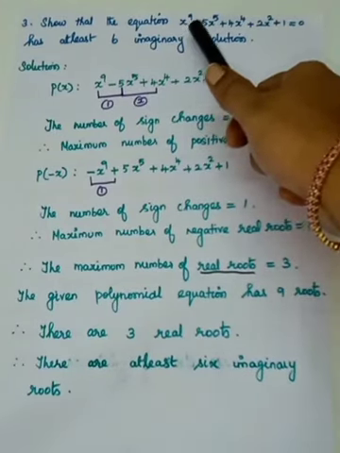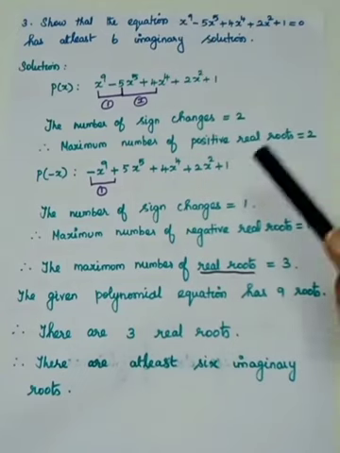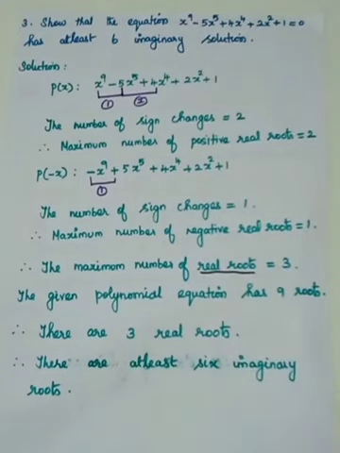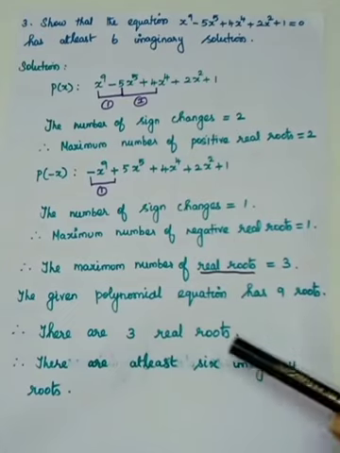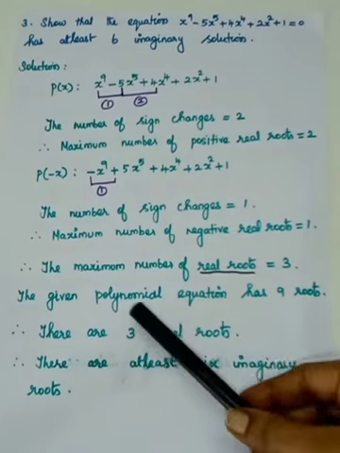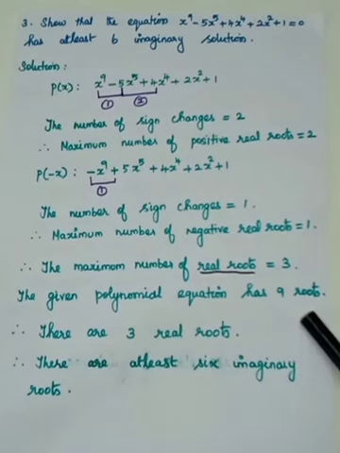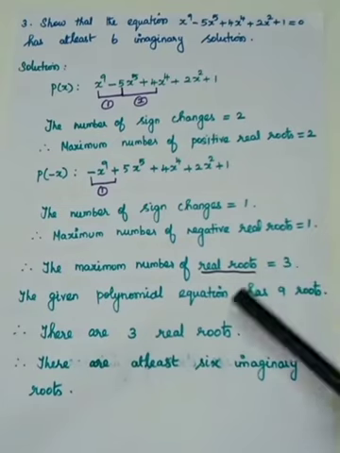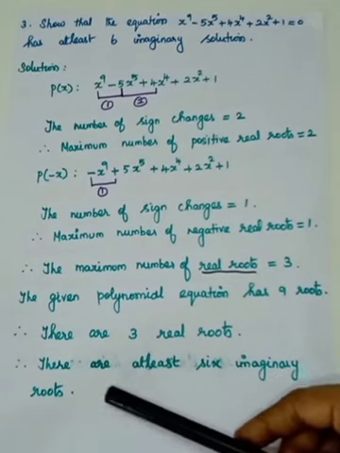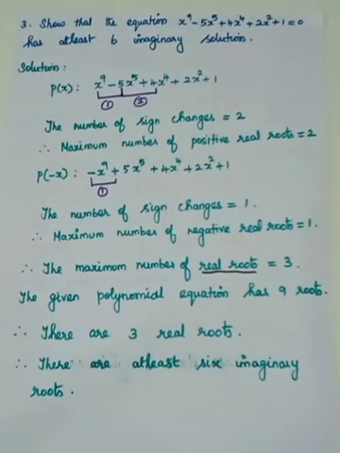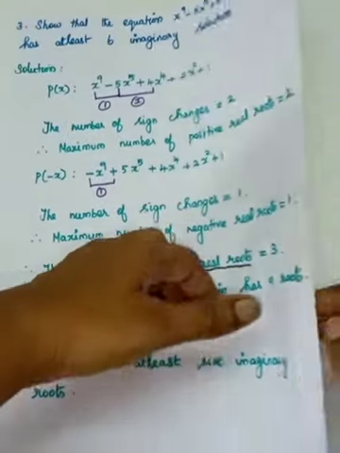See this equation, whose degree is 9. So the polynomial equation has 9 roots. Out of 9 roots, 3 roots are real roots. So therefore the remaining roots may be imaginary roots. So you see that the given polynomial equation has 9 roots. There are 3 real roots we have said. So hence there are at least 6 imaginary roots. So we have proved the result.